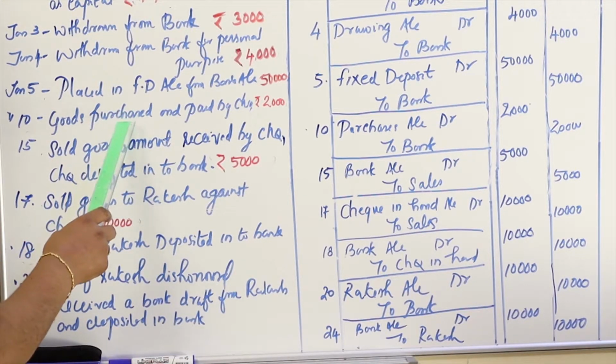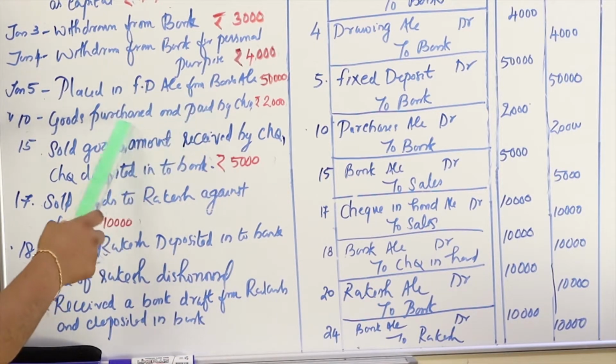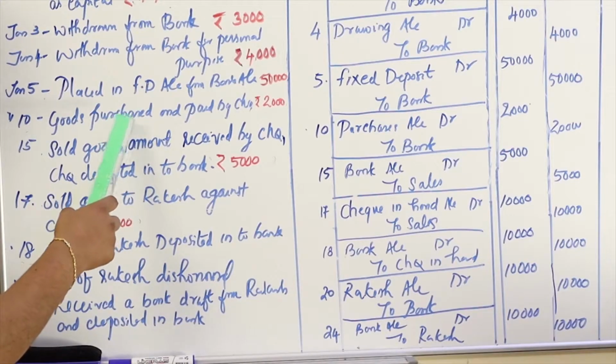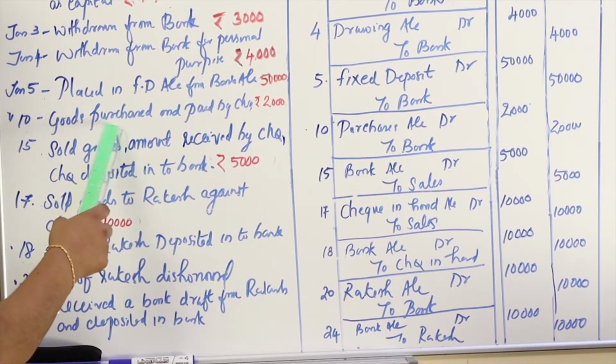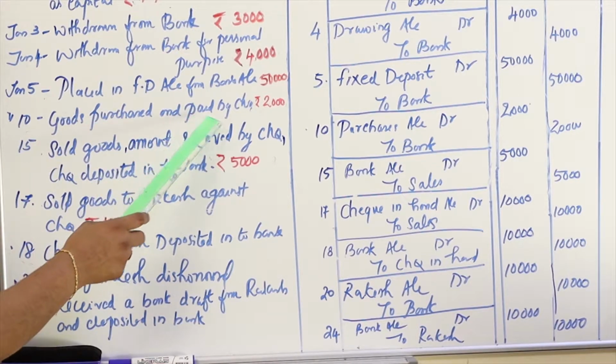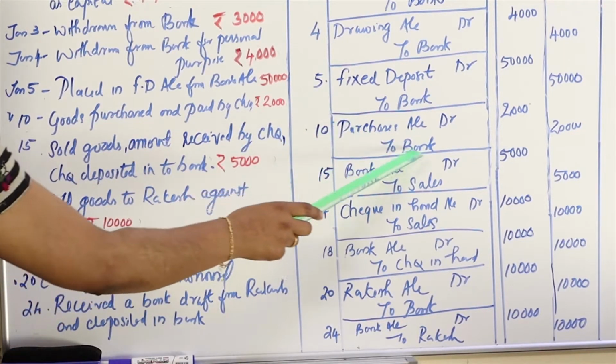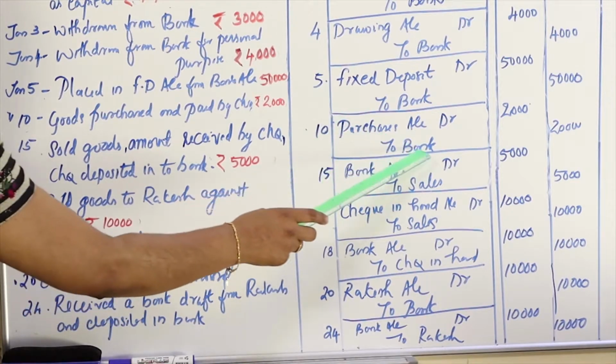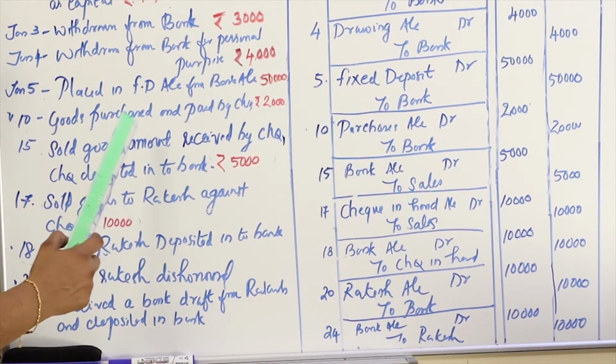You can debit purchase or stock account or goods account, all are same, because when you are purchasing, goods is coming into the business. So you have to debit it because asset is increasing. Goods is asset. So goods purchased and paid by check. Purchases account debited to bank, or you can write stock account to bank or goods account to bank.